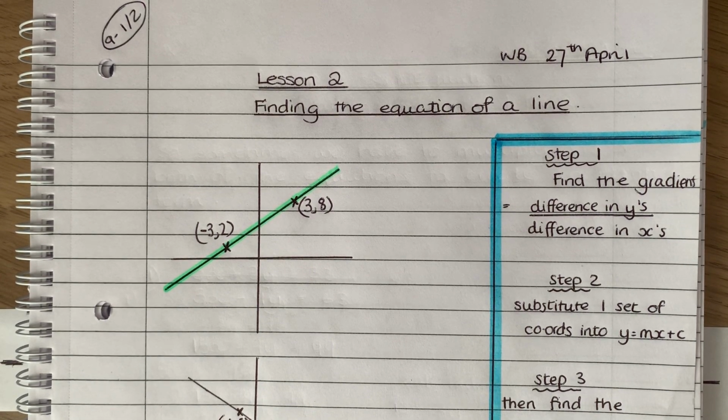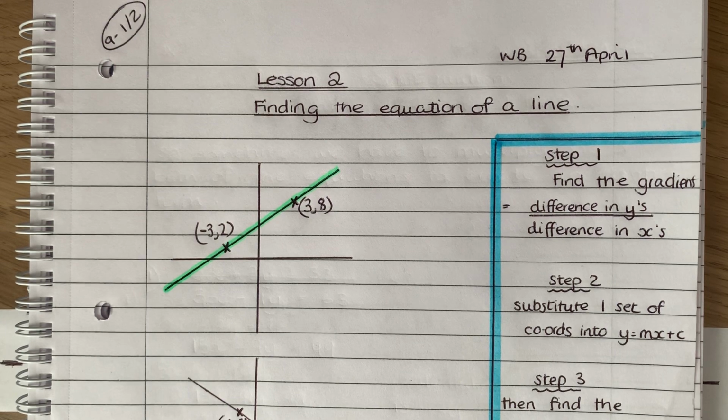Hopefully you got on okay with using the gradient and the intercept to find the equation of a line. What we're going to look at today is being able to find the equation of a line if we know 2 points, any 2 coordinates on the line, not necessarily the ones going through the origin. Down the side here I've got 3 steps about how we can do this. This is a lot more complicated, so you might need to watch this video twice to fully understand it. I do recommend that you work through the examples in your book together, so it makes the exercise a little bit easier.